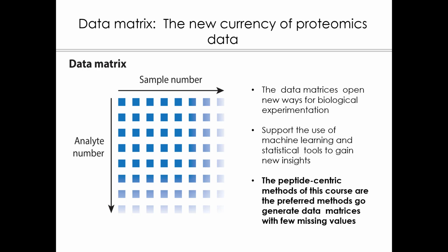We're interested in a data matrix where we have a number of samples. This could be patients from a clinical cohort. This could be a time series of a drug response study. It could be cells where specific genes have been mutated or knocked down or knocked out.